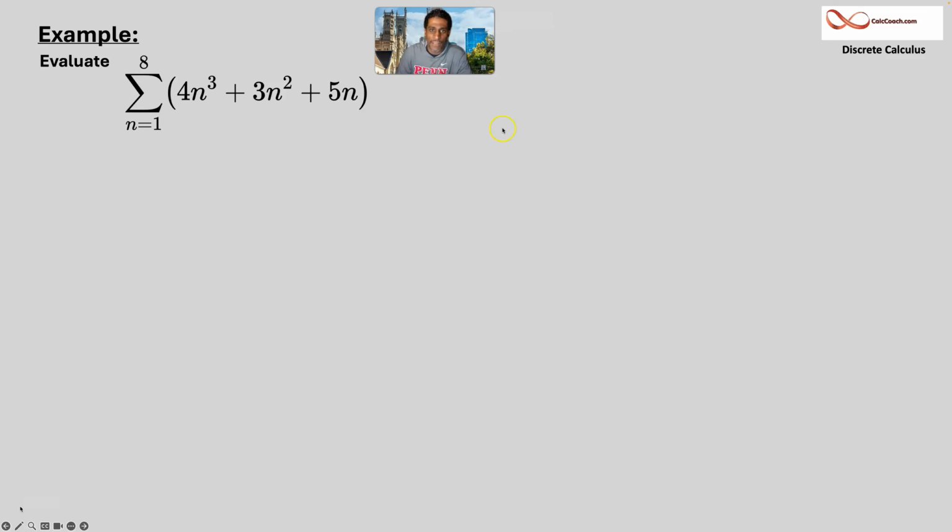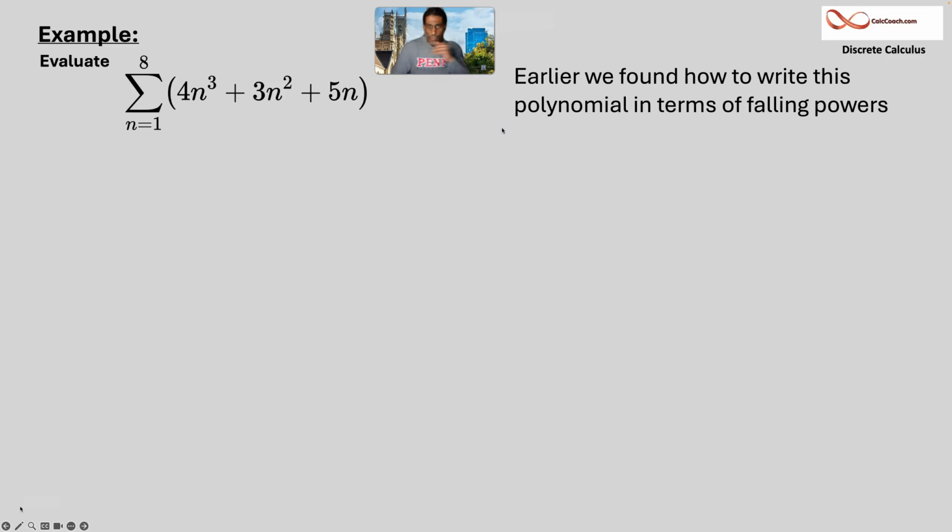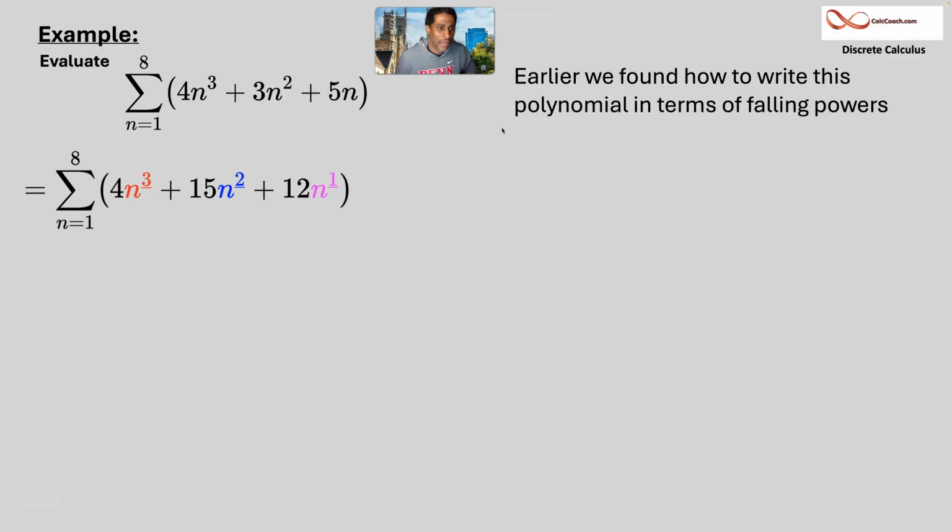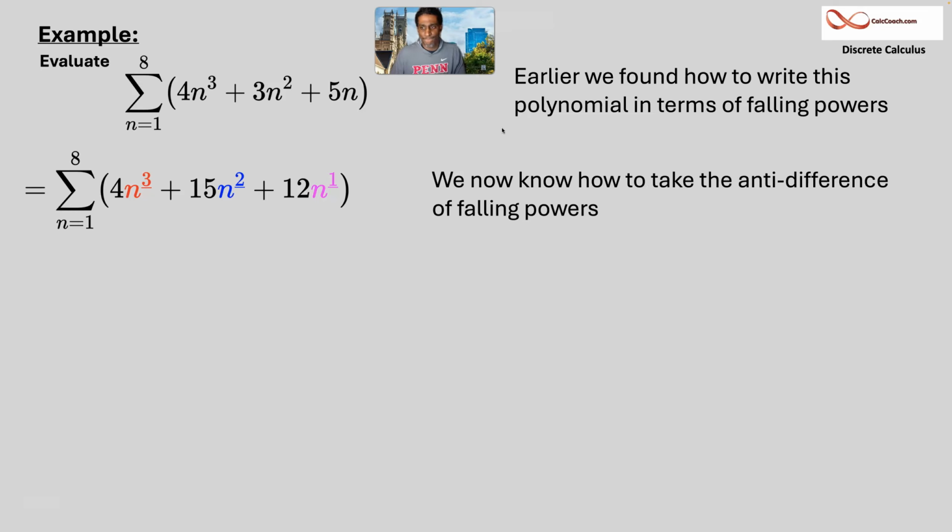Okay. All right, great. We found how to write this particular polynomial in terms of falling powers. We did it 2 different ways. So 4, 15, and 12: A, B, and C. We have these falling powers. I wrote them color-coded here because we're going to end up using the fundamental theorem of discrete calculus on each of the terms.